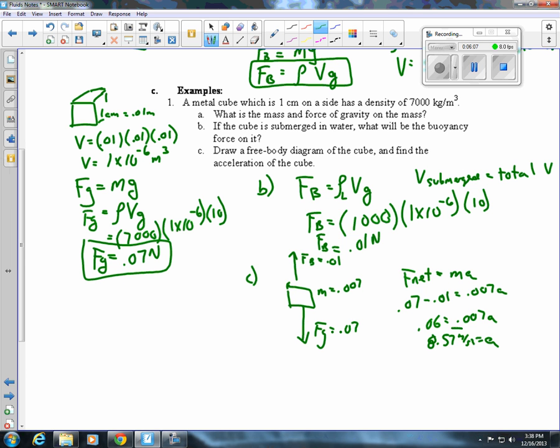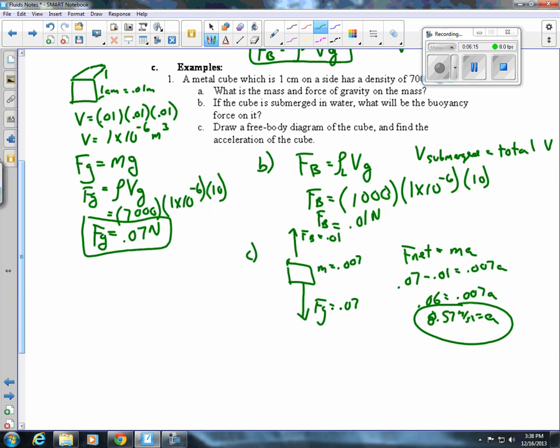meters per second squared. Which makes sense because if it wasn't in the fluid, it was just falling at 9.8, it's going to go a little bit slower as it goes through the liquid because of that upward buoyancy force.